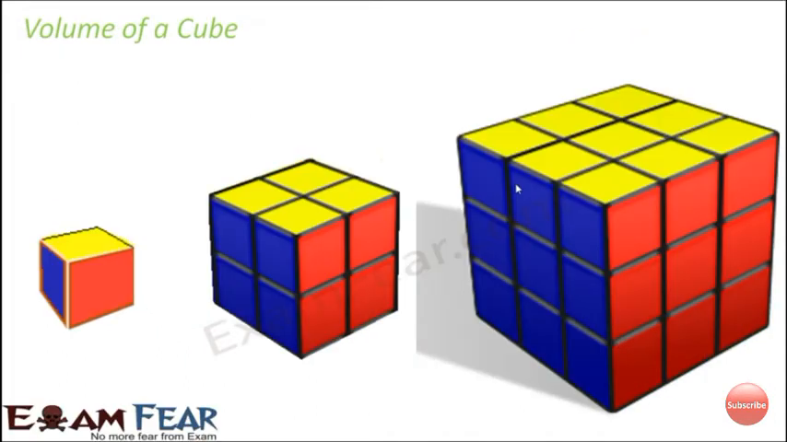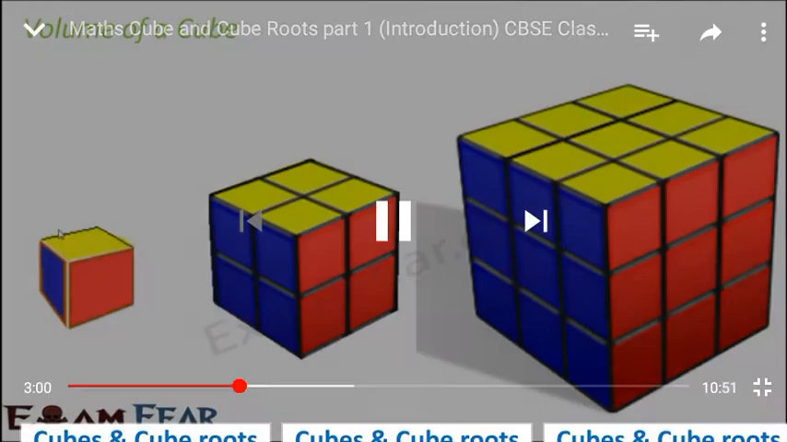How do we find the volume of a cube? There exist cubes of many different sizes, right? So how do we know how big a particular cube is? By knowing its volume, right? Volume tells us how much space that entire cube occupies. And how do we calculate that volume? Let's take this example.